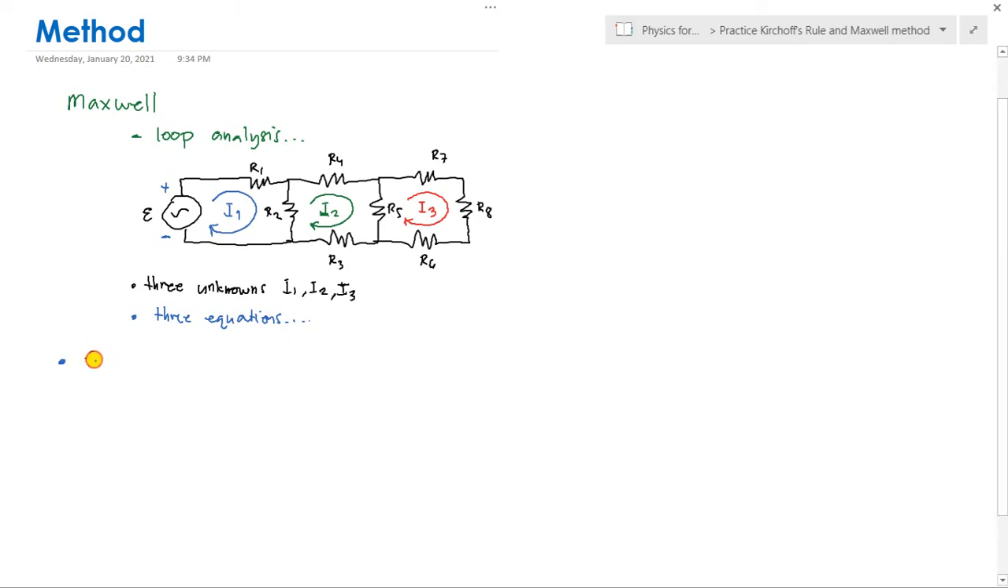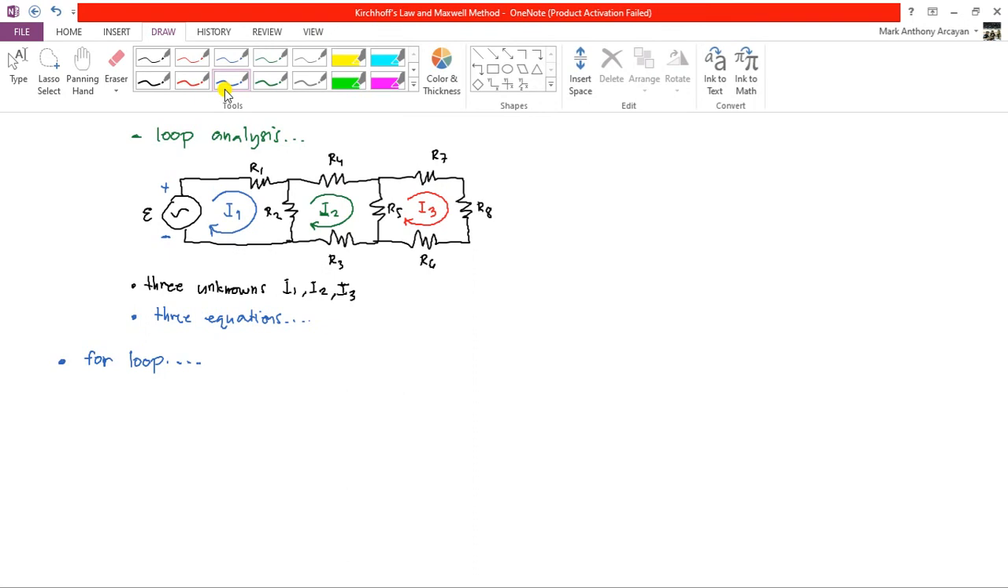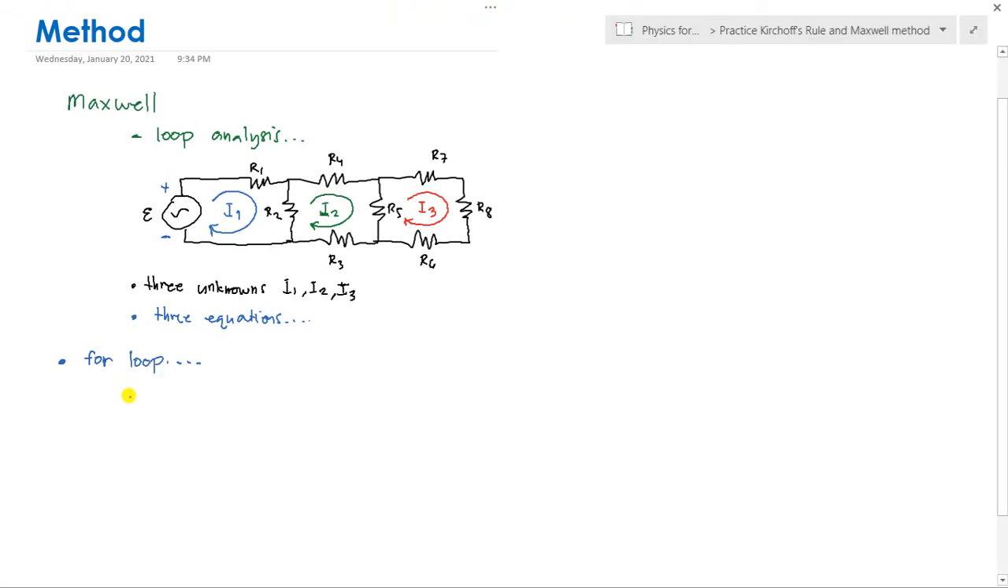So for loop 1, kaning color blue, so kang Maxwell class, again we only have a single current here, I1. So let's start with R1, kay naa man si R1 sa loop 1. So for R1, that is a voltage drop, kung moagi og any resistor or any other devices aside from the battery. So we have negative R1 I1. Then for R2, again voltage drop kung moagi si I1, so that is negative R2 I1.